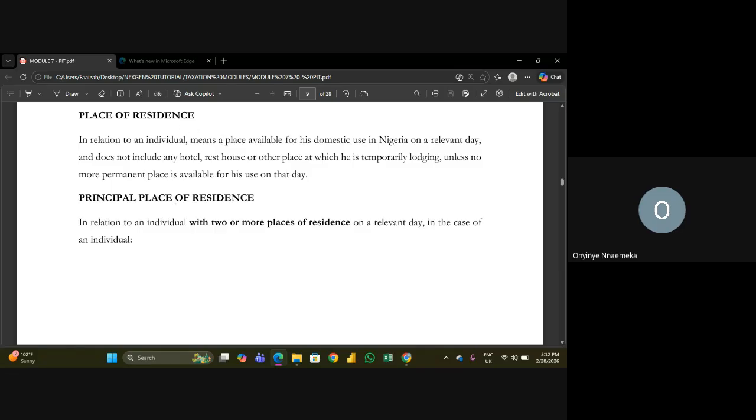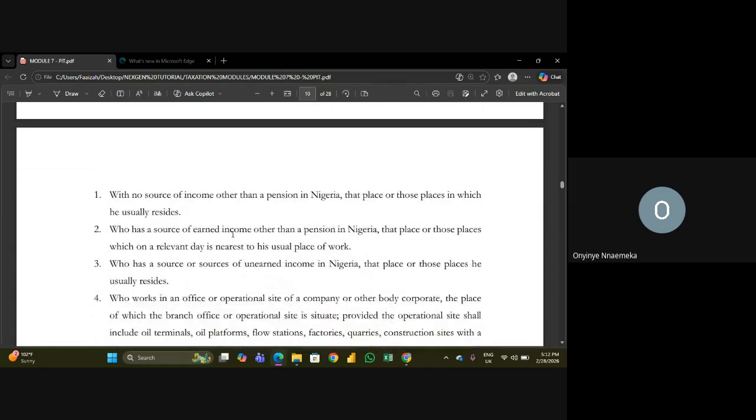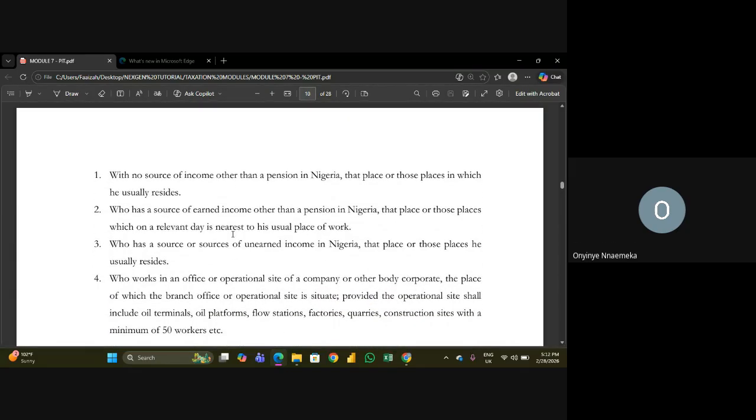Now let's go ahead. In the case of any individual, number one, an individual with no source of income other than pensions in Nigeria, the principal place of residence is that place or those places in which he usually resides. If you are an aged person and the only source of income that you have is pension, your principal place of residence is where you usually reside. You can have more than one place, but where do you usually stay? That will be your principal place of residence.